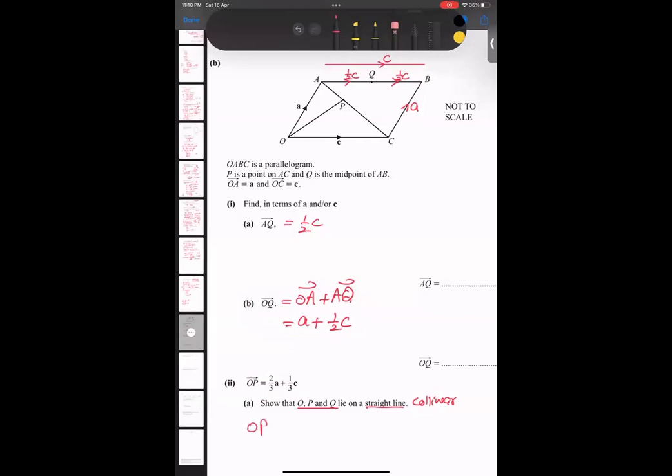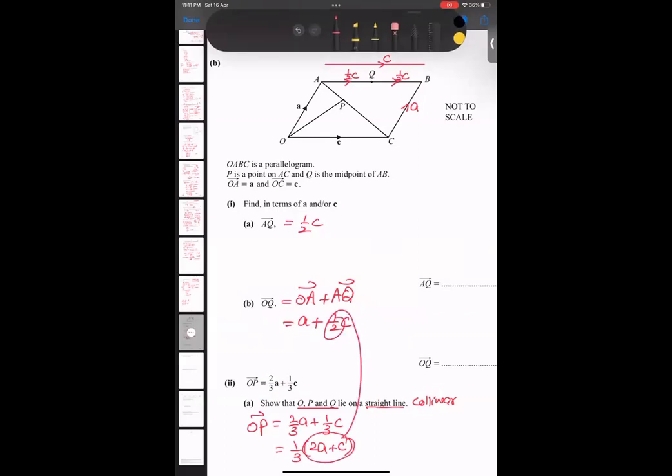OP vector is 2 by 3a plus 1 by 3c. Take LCM, or take 3 out, and I get 2a plus c. Very clear. Now I'm trying to make a connection with that, but the problem is that here we have no fraction, but here there is a fraction.